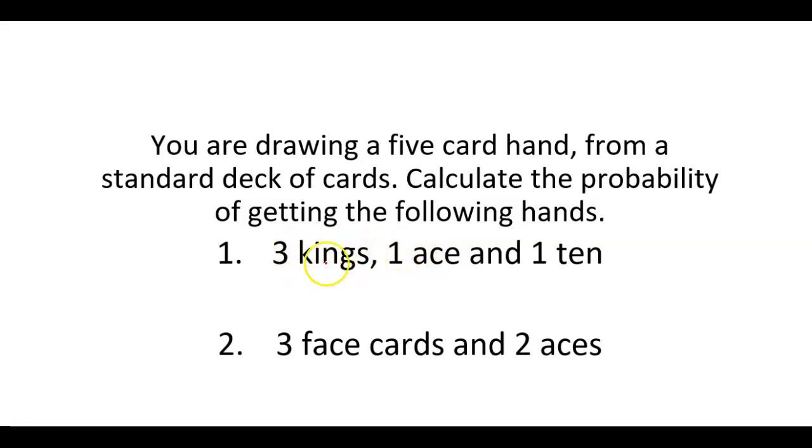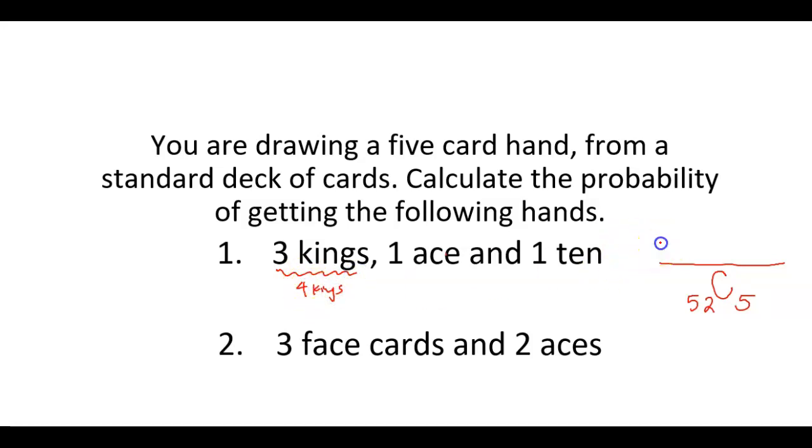many ways there are to choose 3 kings, how many ways there are to choose 1 ace, and how many ways there are to choose 1 10. And then we can put that over the total number of possibilities for choosing 5 cards out of 52, right? There's 52 cards in the deck, and we're choosing 5 of them. So this is going to give me the total number of possibilities of hands I could get out of a 52 card deck. Now, kings, I know that in the deck there are only 4 kings.